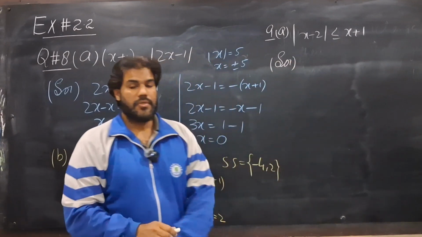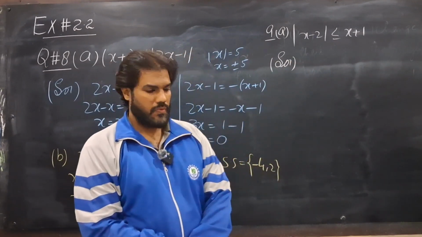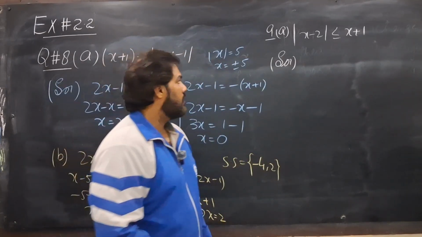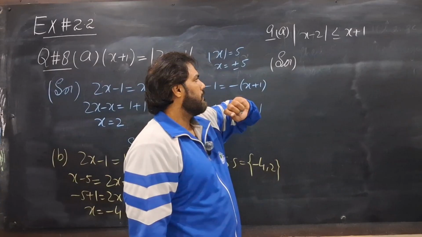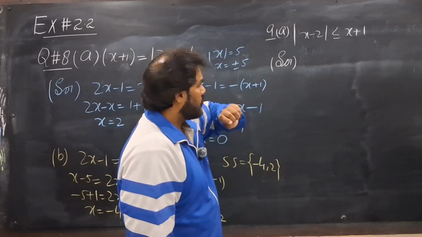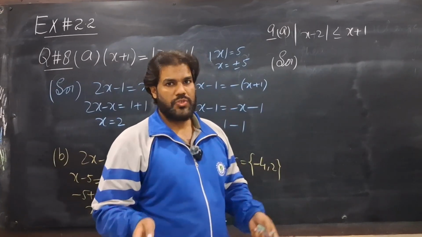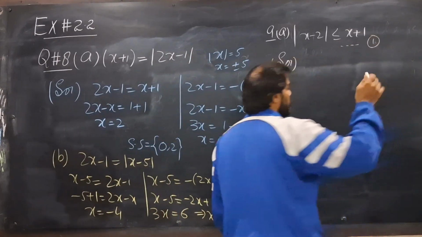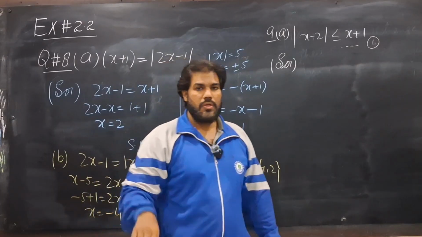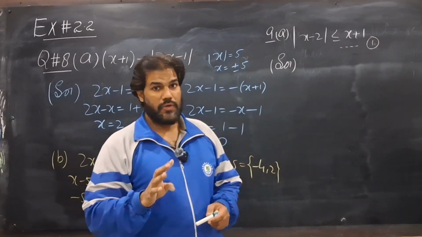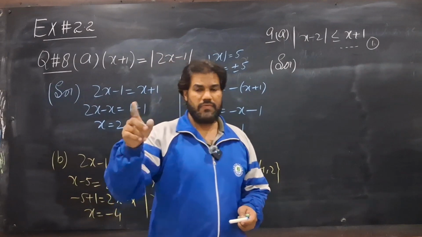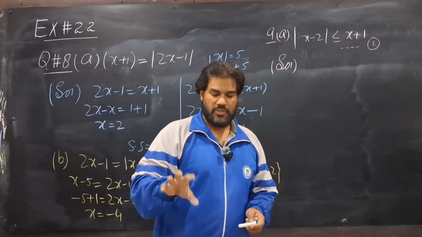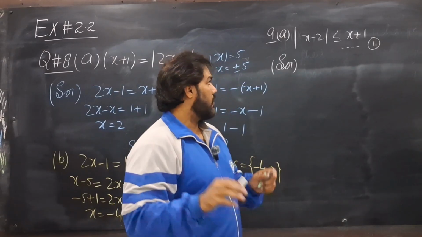To solve this inequality, I will use a very good idea, that is the real line test. What is the real line test? This is my inequality. This is not an equation. So firstly, I will find its associated equation. Say this is my inequality number 1. We can use alternative methods also. I have discussed 4 different methods to solve such type of inequality in my previous lectures. You can watch those lectures, and you can use any method that you find best.